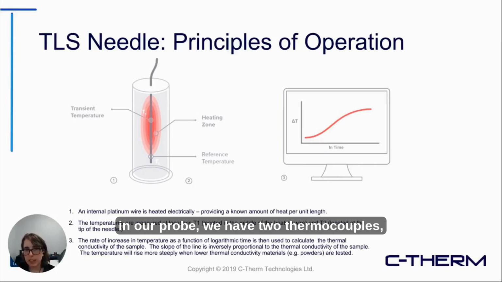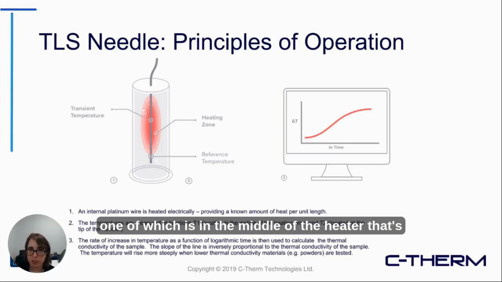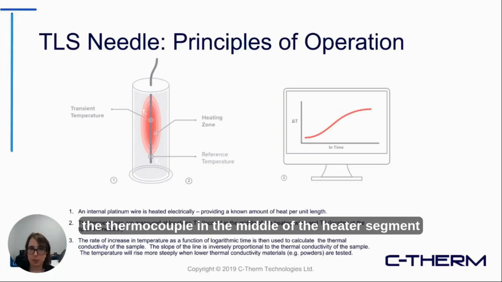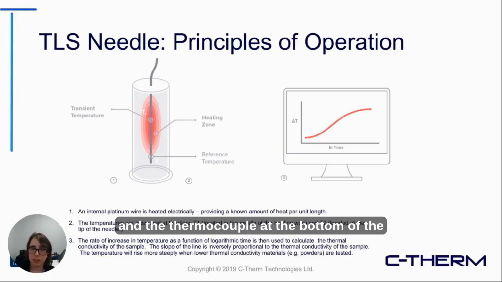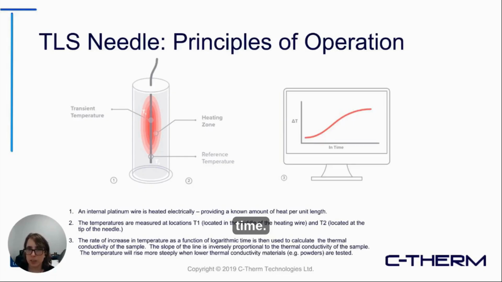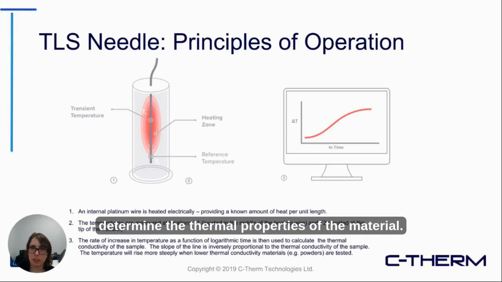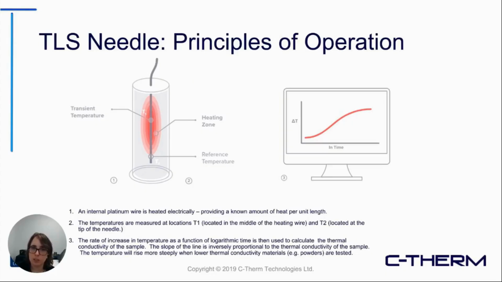In our probe, we have two thermocouples, one of which is in the middle of the heater that's being heated, and the other is at the end of the probe. The temperature difference between the thermocouple in the middle of the heater segment and the couple at the bottom of the probe is monitored as a function of time. If we plot the temperature as a function of the natural logarithm of time, we'll get a linear region, which we analyze to determine the thermal properties of the material.